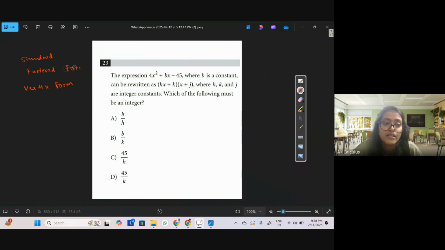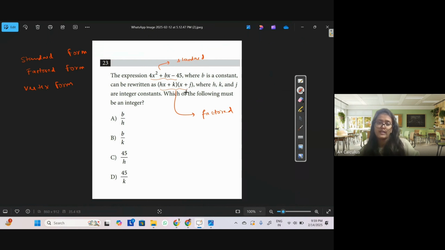If you know these three forms well, and you can convert any form into another form, you will be able to do these questions. For example, here we see that this expression can be written as this, where h, k, and j are integer constants. Which of the following must be an integer? Now, this problem stumps every student. None of my students have been able to solve this problem. And if you really think about it, this expression is actually in standard form, and this expression is in factored form.